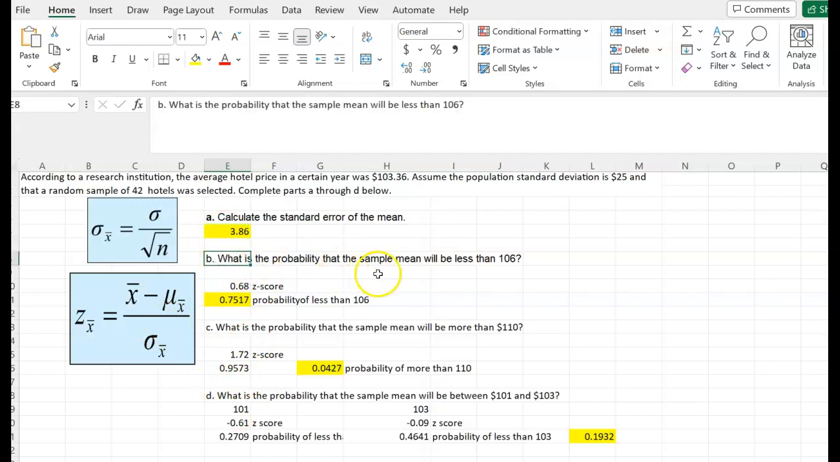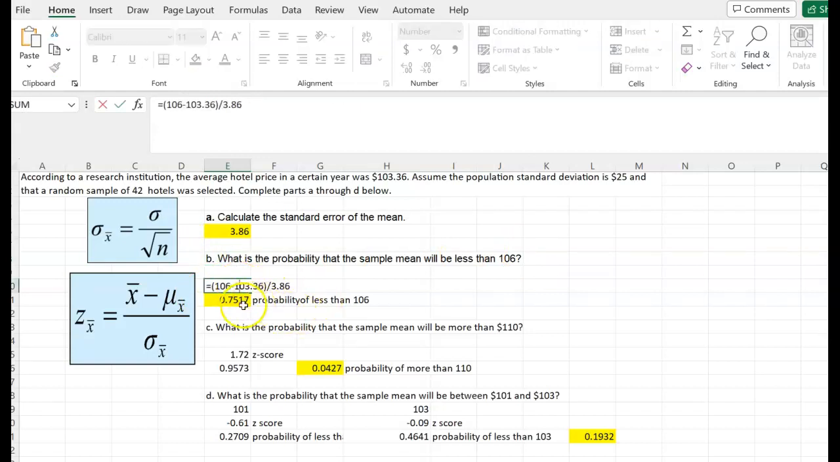So for part B, what is the probability that the sample mean will be less than 106? First, you have to find your z-score, and you're going to do your sample mean. That's what x bar means, is sample mean. So 106 minus your population mean of 103.36 divided by the standard error of your mean, which we just calculated, is 3.86. So when you calculate the z-score, you get 0.68.